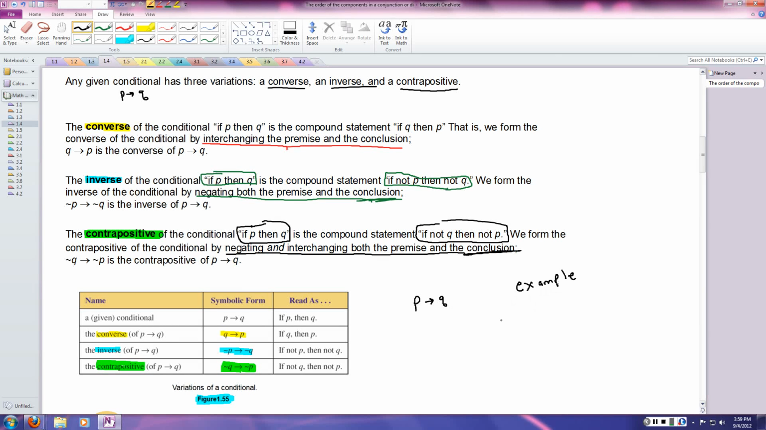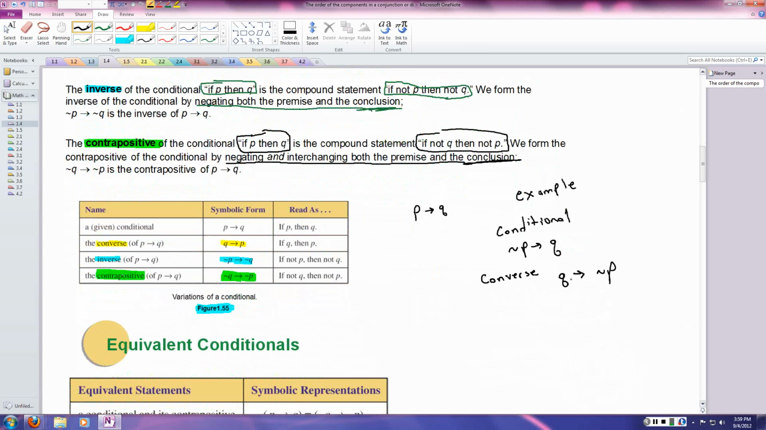When our conditional is something like not P implies Q, then the converse is going to be Q implies not P. So you see I just flipped the premise and the conclusion.